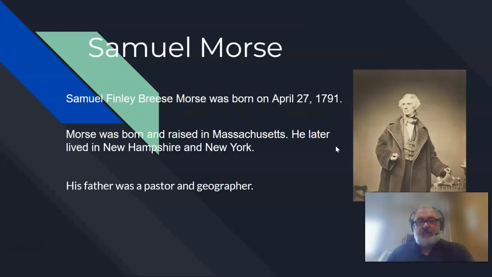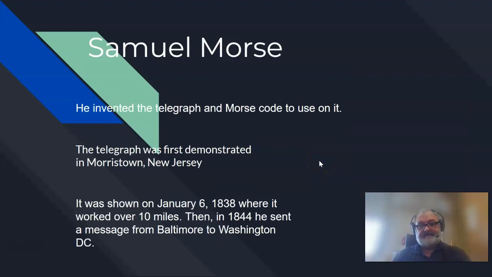Samuel Morse was born on April 27th, 1791. He was born in Massachusetts, but he lived in New Hampshire and New York also. His father was a pastor and a famous geographer. He's known for inventing the telegraph and Morse code to use on it.